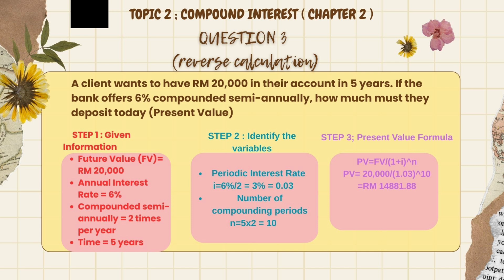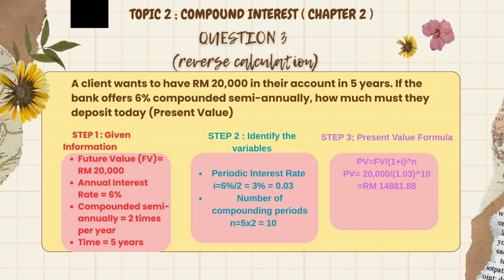So, step 1, identify what is given. First, the given future value is 20,000. The interest rate is 6% and the time is 5 years. Then, step 2, adjust the interest rate and time. Because the interest is compounded semi-annually, we divide the annual rate, which is 6%, by 2 and we will get the answer 3%. Then multiply the years by 2 and we will get the answer 10.